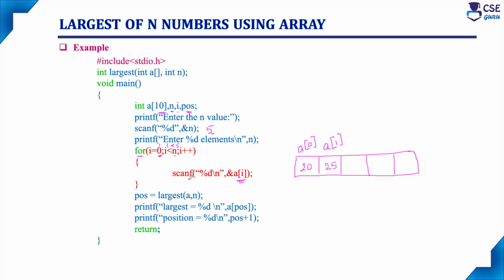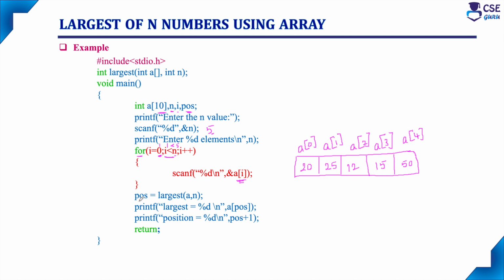Similarly, after executing this scanf statement, i gets incremented to 2, and at the a[2] position we can specify one element. At the a[3] position, the user can give one element. And at the a[4] position also, the user will specify one element. For example, 50 I have specified. And when i gets incremented to 5, this condition fails. 5 less than 5, the condition fails, so it will exit.